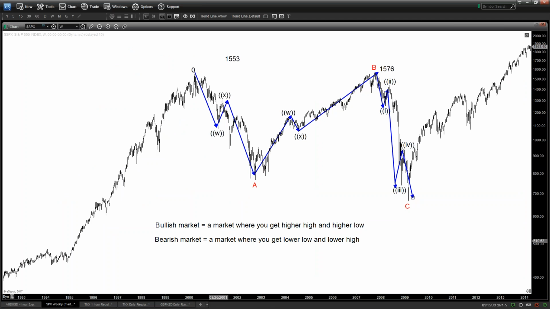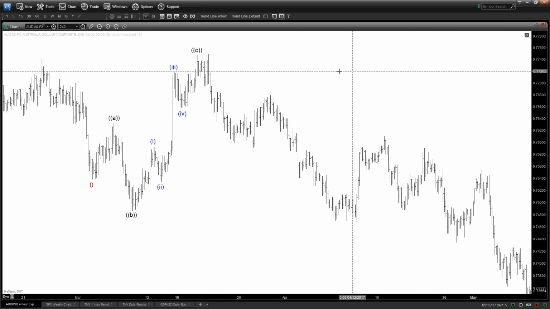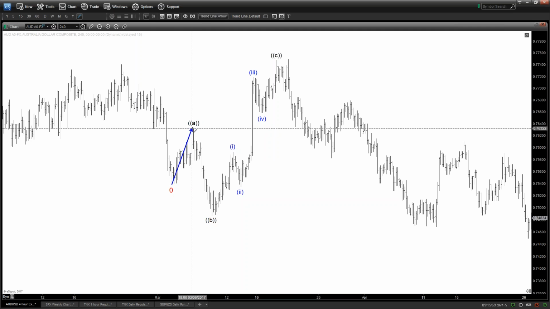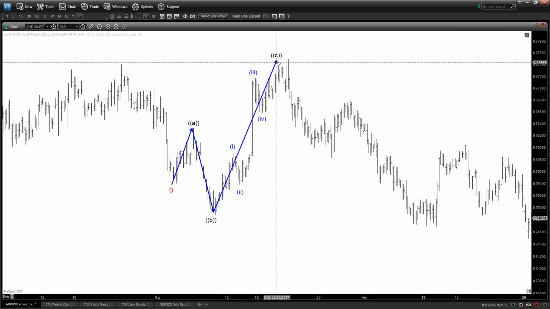Yes, I think I got an example, Godfrey, with currency pair. Let's take a look. This is Aussie dollars, a 4-hour chart. This is an example of expanded flat. Starting from here, you got an A, a B, and then a strong move up in 5 waves, ABC.